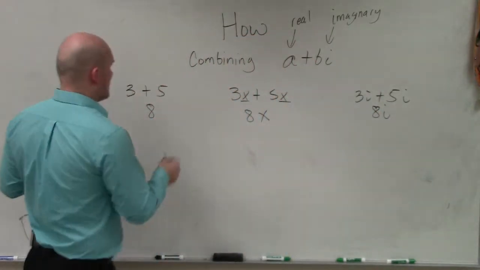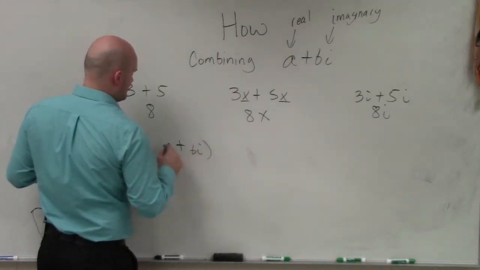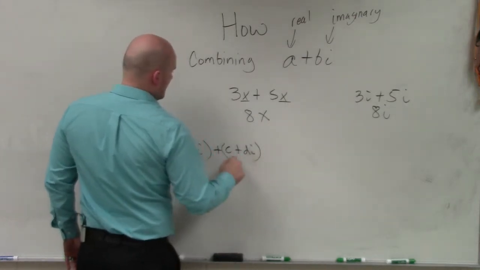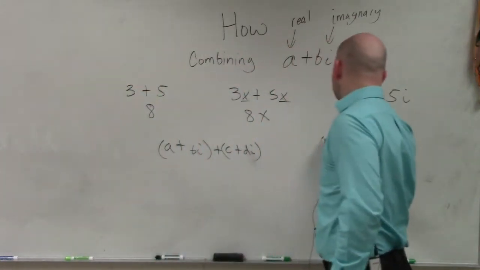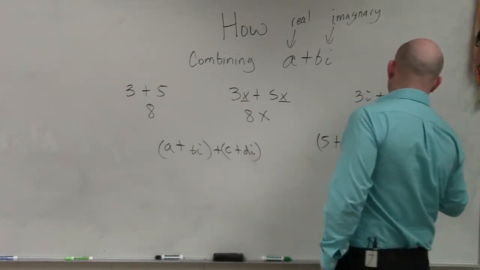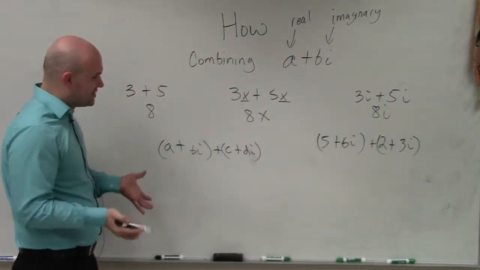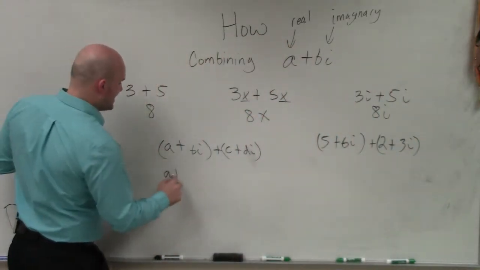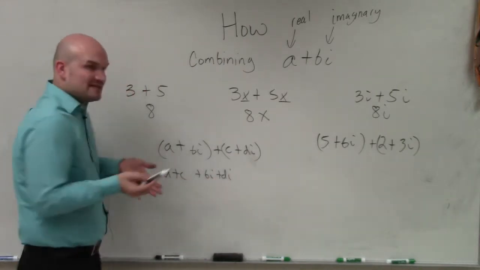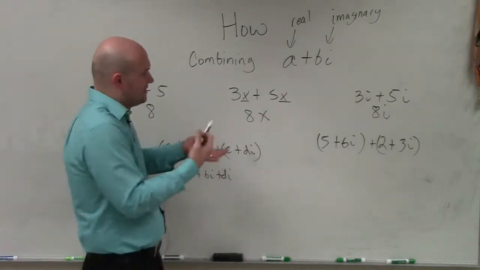However, now let's talk about what if I have two complex numbers, a plus bi plus c plus di? Or let's look at 5 plus 6i plus 2 plus 3i. Now, when combining complex numbers, basically what we're going to do is add the reals and then add the imaginaries. And that's basically all you're doing. You're grouping the imaginary or you're grouping the real.